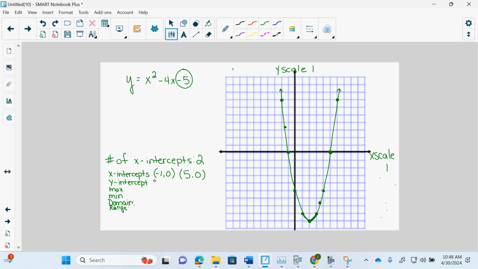The y-intercept is at 0, -5. I don't even need my calculator for it because the constant is my y-intercept, correct? My maximum doesn't exist. My minimum is at 2 and -9. My domain is x such that x is an element of the reals. There's a few of you that I didn't dock anything, but do you see how this is a y? I can go y such that y is greater than or equal to, what's my lowest y? It's a -9, correct? Y is an element of the reals.